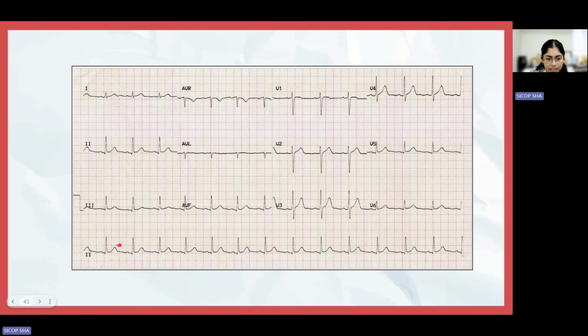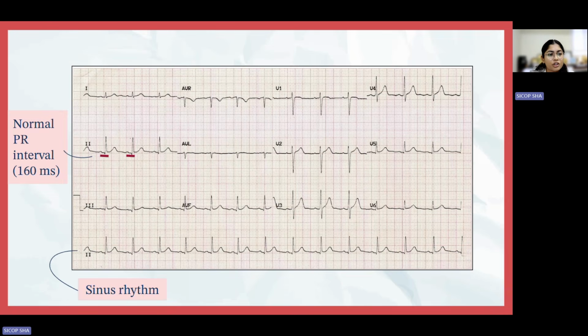It's almost equal. There are 3.5 boxes, or 3 boxes almost, in between all the R intervals. So it is a regular rhythm. So it is a sinus rhythm. Okay, sinus means normal regular rhythm. Next, we are going to look at if your PR interval is normal. So we are going to look at the P wave. Is there a P wave every time? Yes, there is. Is there a QRS complex? Yes, there are QRS complexes. Is there a T wave? Yes, there is a T wave. So it is a normal waveform, and also the PR interval is normal.